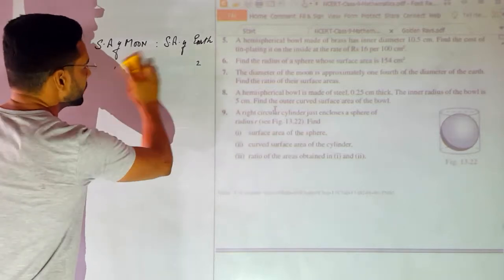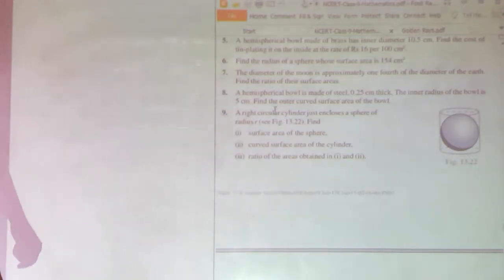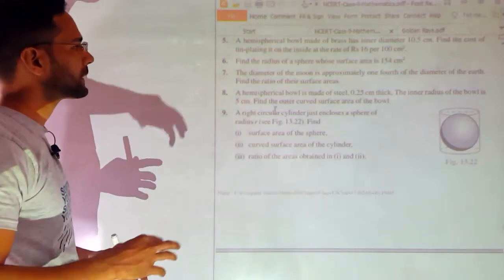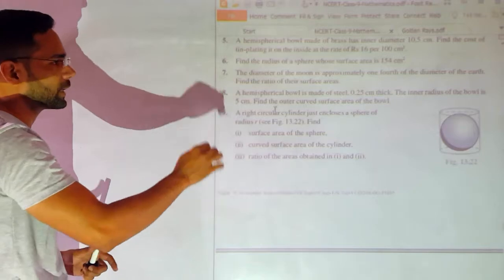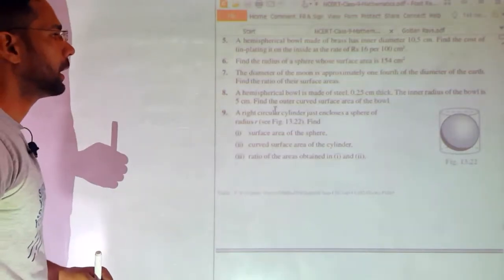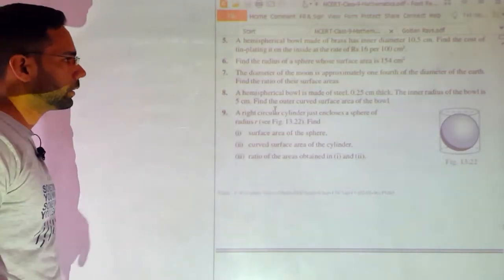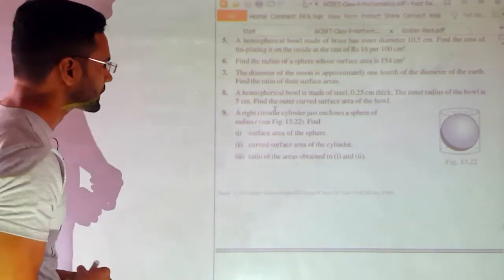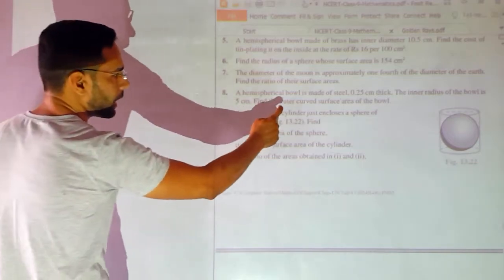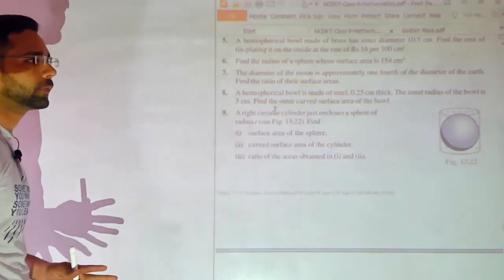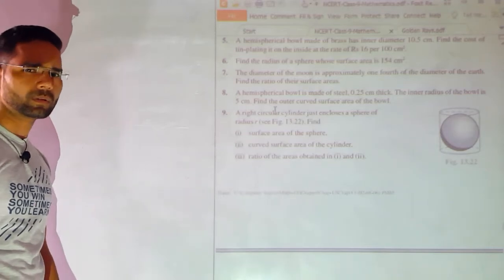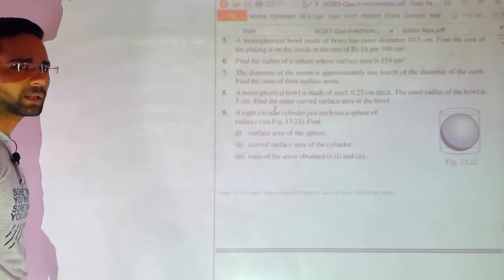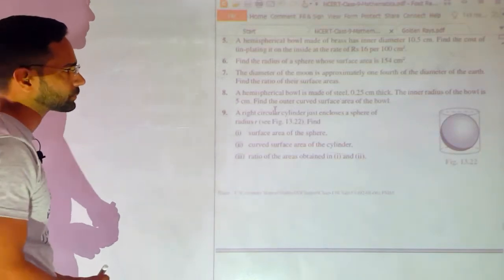Next, question number 8. A hemispherical ball is made of steel of 0.25 centimeter thickness. The inner radius of the ball is 5 centimeter. Find the outer surface area of the ball. Okay, so no need to worry about the thickness at first, I think.